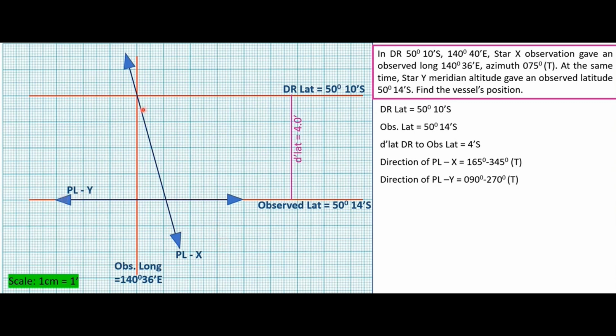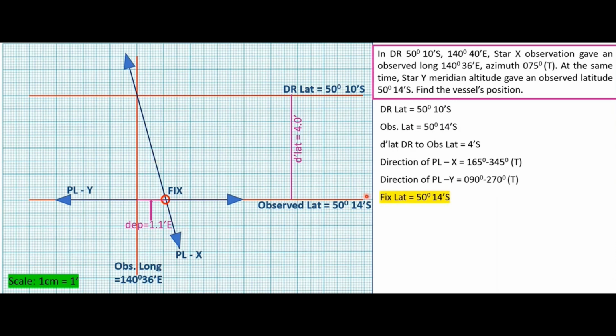Now the two PLs being for the same time, they intersect here. So this becomes the fix of the vessel. And what do we see? The latitude of the fix is same as the observed lat. And this distance is the departure of the fix from the observed long. So we see that the departure is 1.1 minutes east from the observed long.